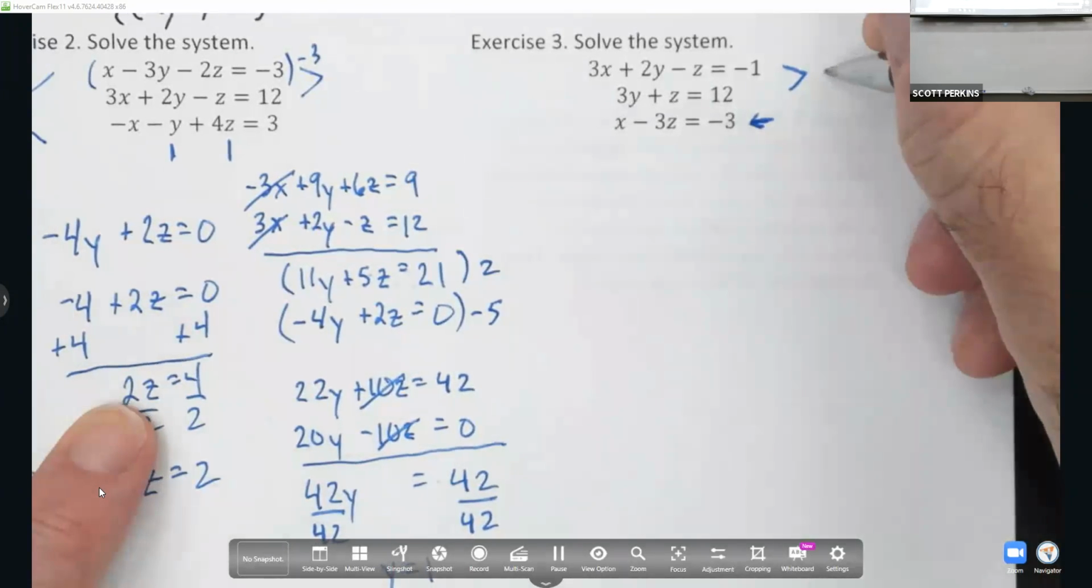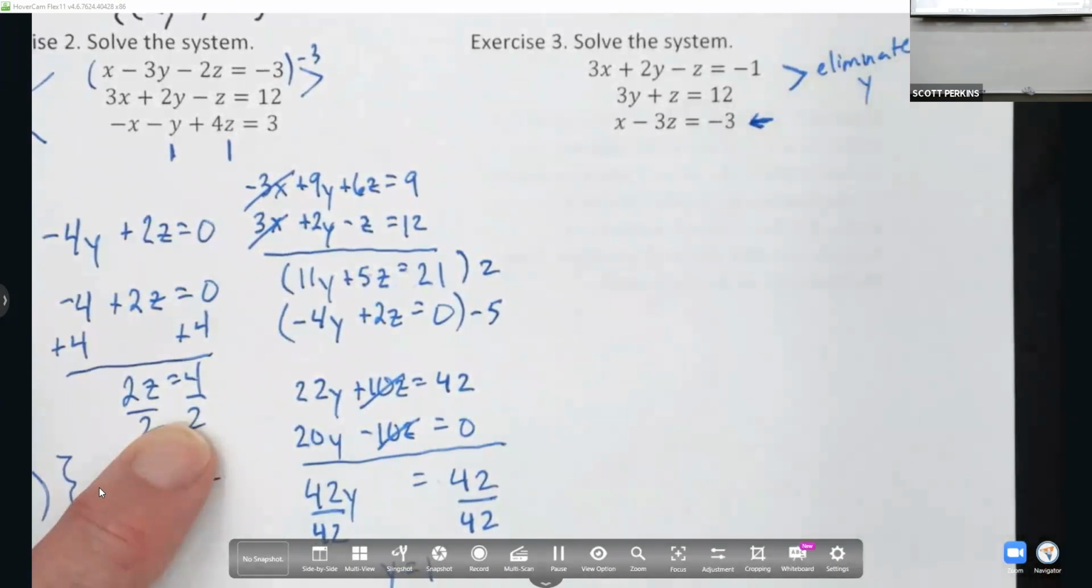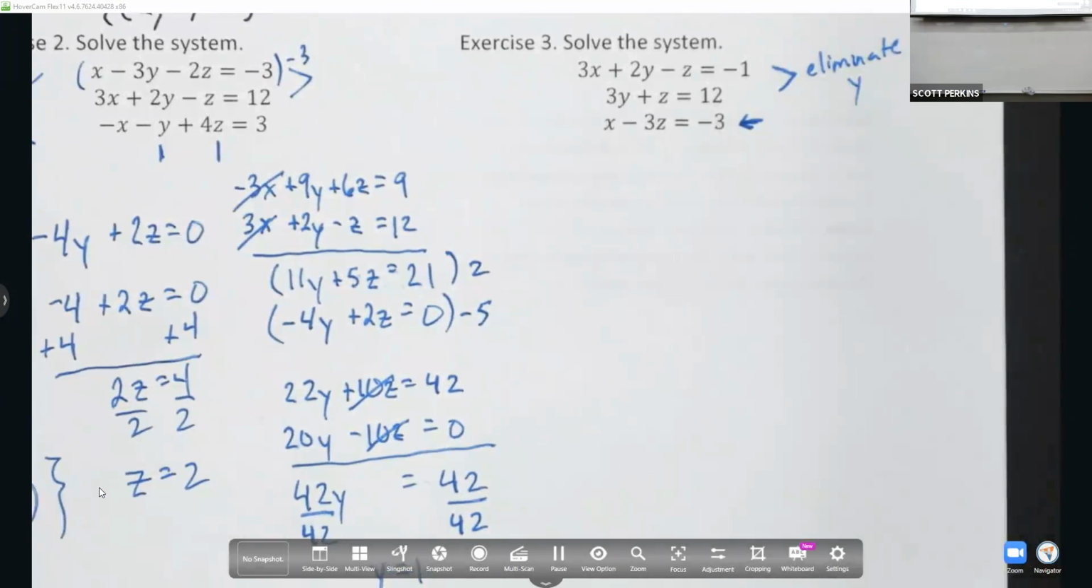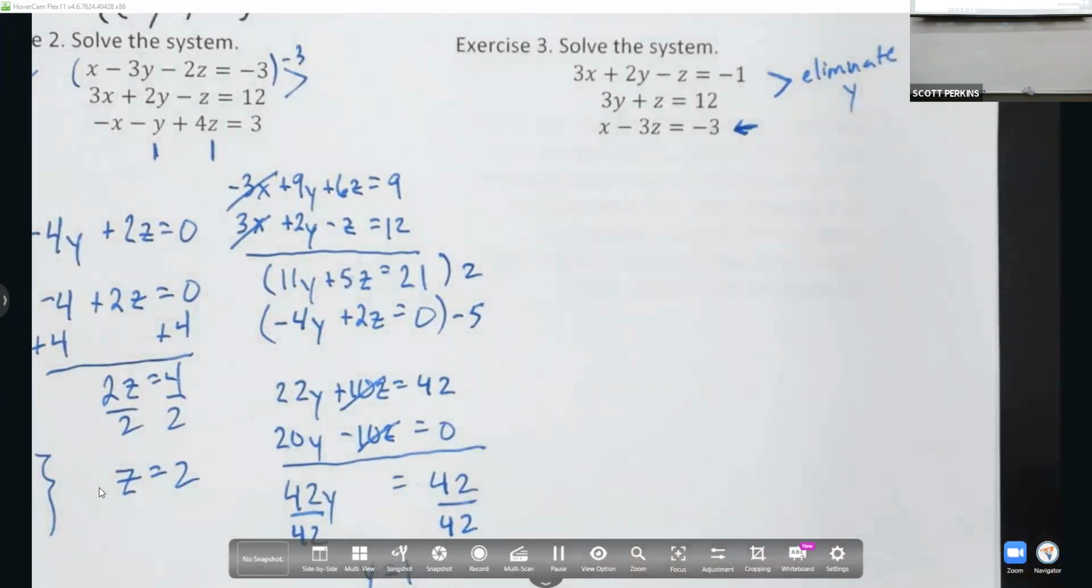Okay, so what we're going to do here, just again, I'm going to write it. We're going to eliminate the y out of these 2 equations, the top and the middle, and then we're going to combine that with that bottom equation to go and finish the process. I'm going to give you a couple minutes to do that.